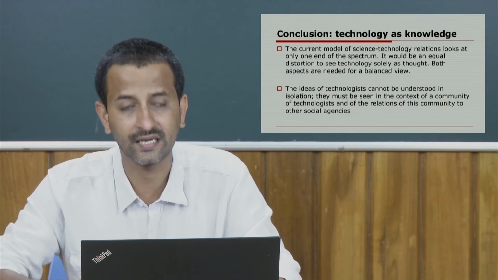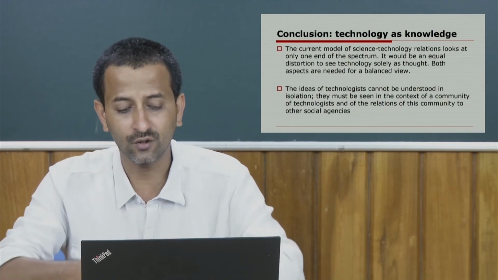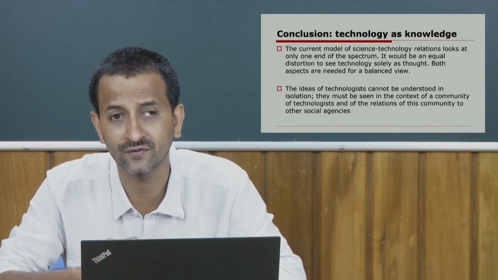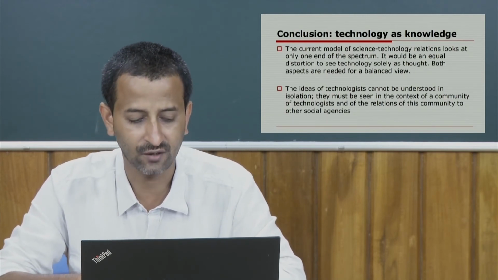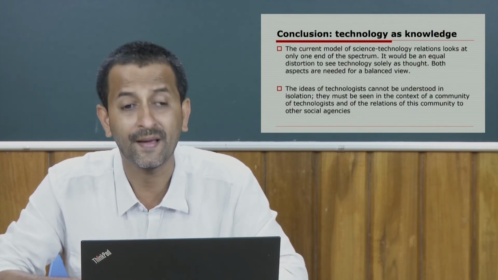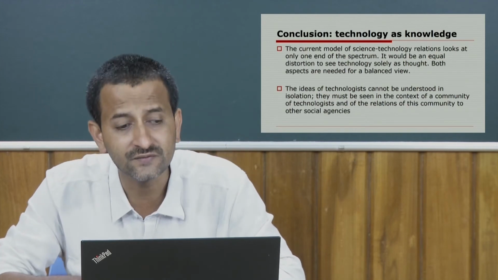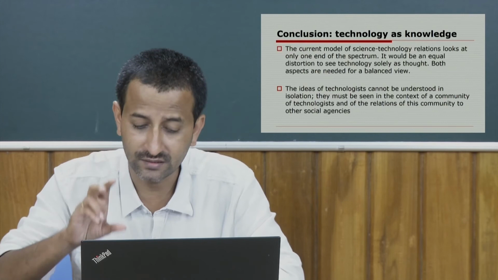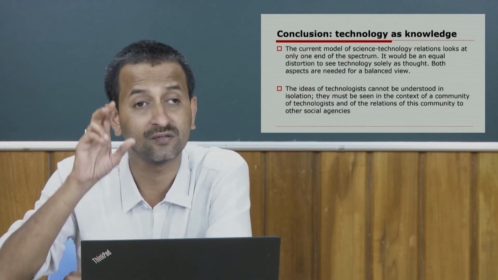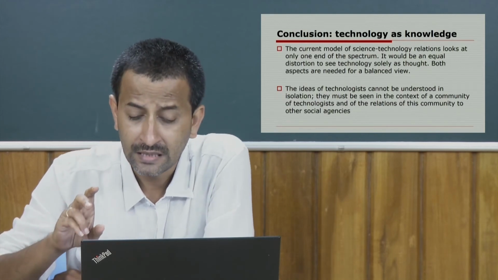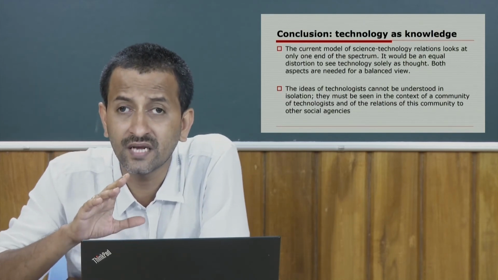In either case, the ideas of technologists cannot be understood in isolation. They must be seen in the context of a community of technologists and of the relations of this community to other social agencies. Paradoxically, a concern for knowledge serves to emphasize the importance of social history for the history of technology.